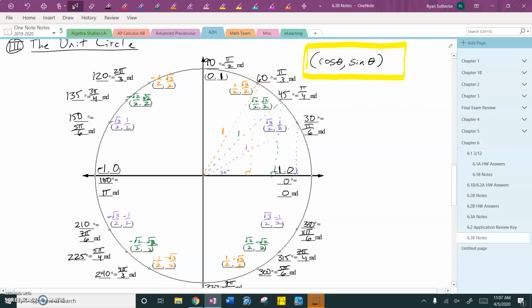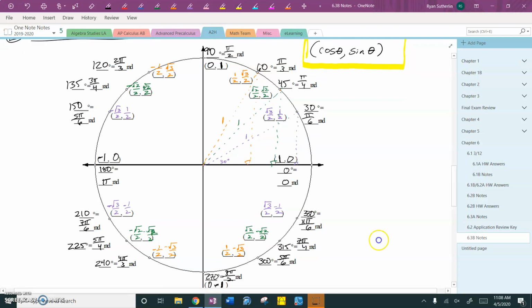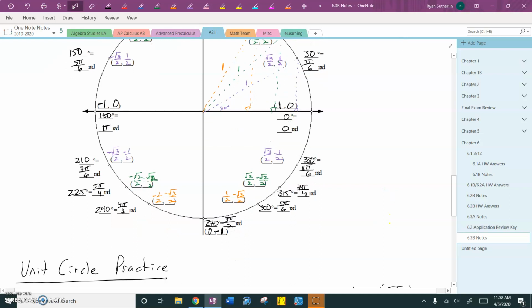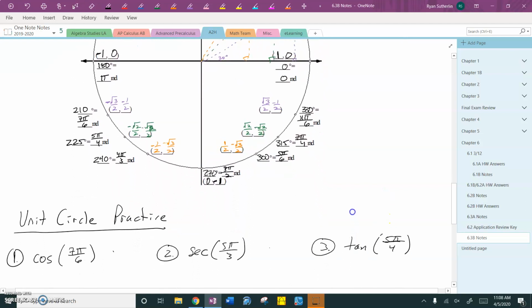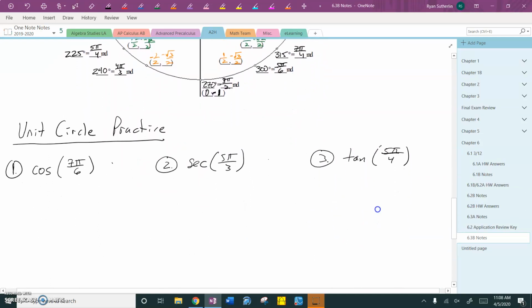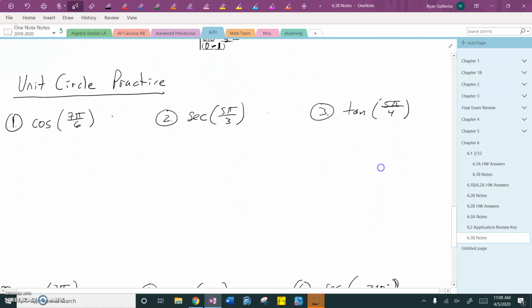One method for doing these problems is you have this circle memorized, and if I say what is sine of 4 pi over 3, you know it's negative root 3 over 2. Now, not likely this year you're going to have that memorized. So I'm going to show you a couple other ways that you can do it. One, I'm going to refer back to this unit circle, and then I'll show you a second way using reference angles that you could do these problems. So here are the first 3 problems I'd like to try.